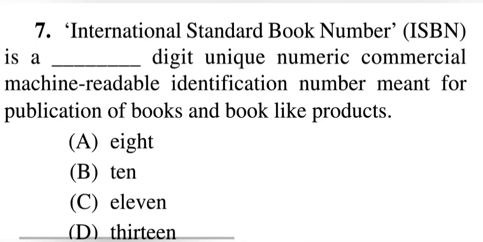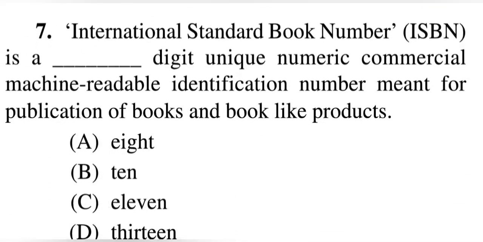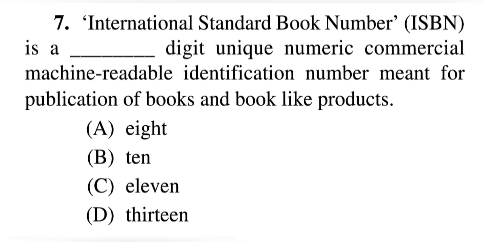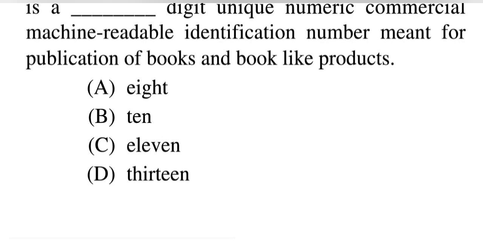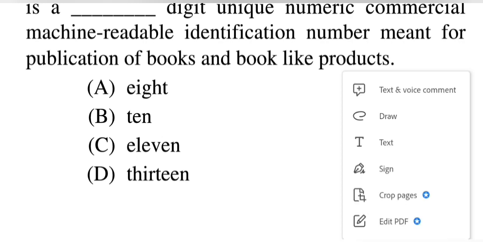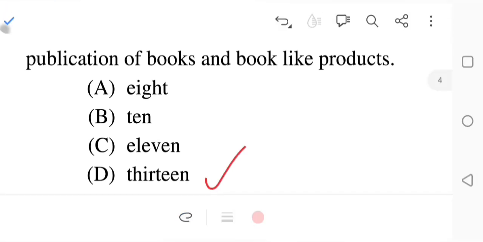Next question we have: International Standard Book Number, ISBN, is a dash digit unique numeric commercial machine readable identification number meant for publication of books and book-like products. 8, 10, 11, 13. What is the correct answer of 7? Correct answer is D, that is it consists of 13 numbers. I think most of you have seen it on the back side of the book. Okay, ISBN.